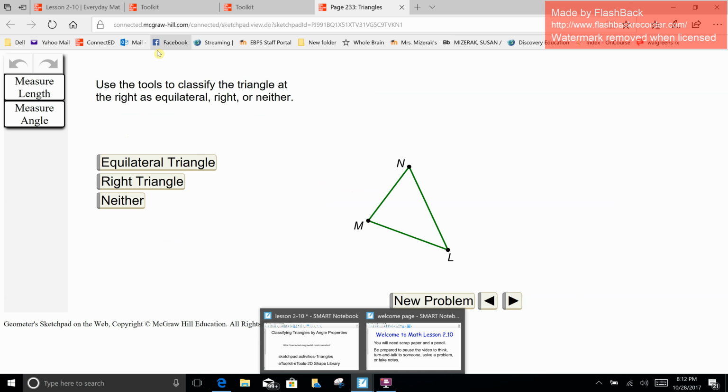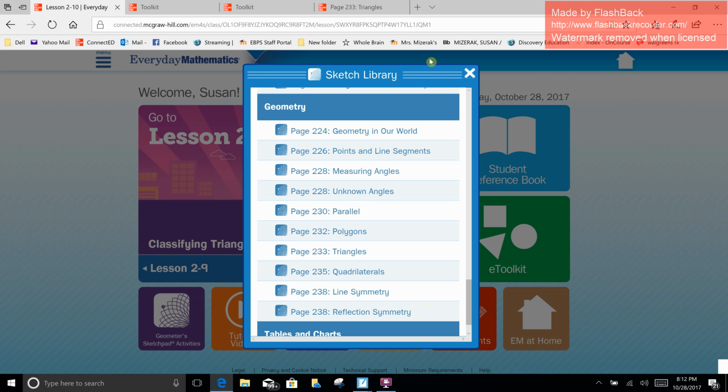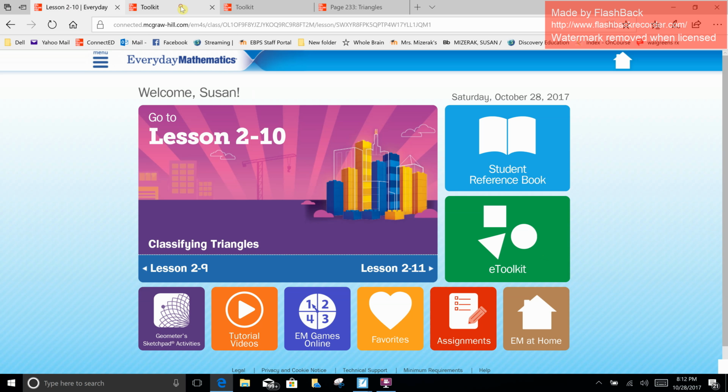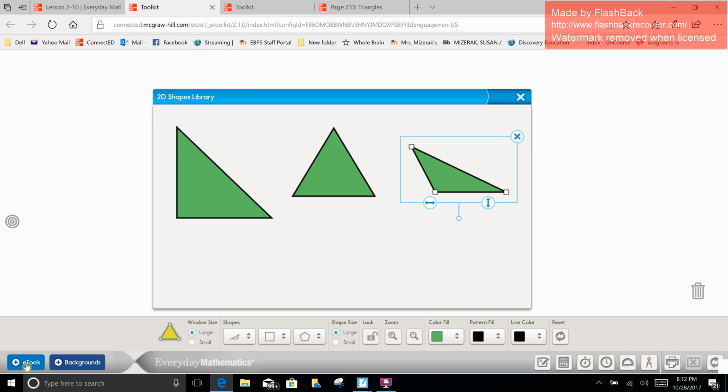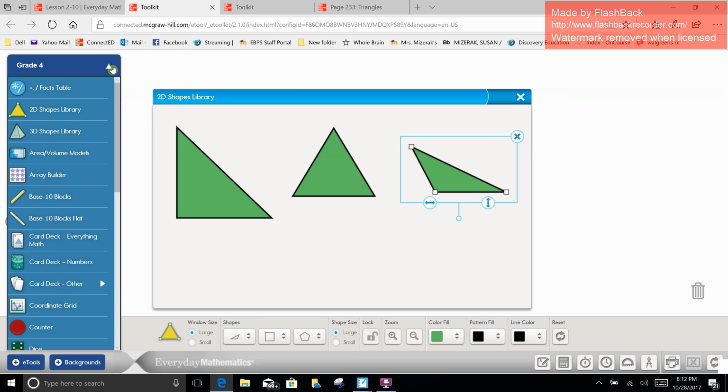Another tool that we can use is the eToolkit, and I have open here a page where in eTools I used the 2D Shape Library and I opened up some triangles. So let's talk about the properties of these triangles. Now, if we change the position that these triangles are in, have we changed the properties? What kind of a triangle is this one? This is an obtuse triangle. What are some properties of an obtuse triangle?